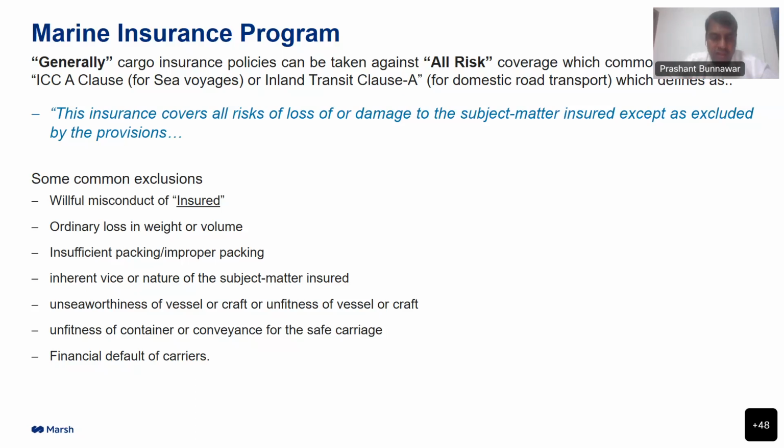Now, this is a counter statement. If I'm saying all risk, I'm saying there are exclusions also. So why so? Because these are exclusions which are typically inevitable, or these are not insurable risks, and that's the reason the insurance company tends not to cover these risks on this policy. For example, some of the common exclusions: the willful misconduct of your insured. That means during transportation, if your employee or your agent did something willfully, not negligently or accidentally, then it is not covered because it is not your transit loss.